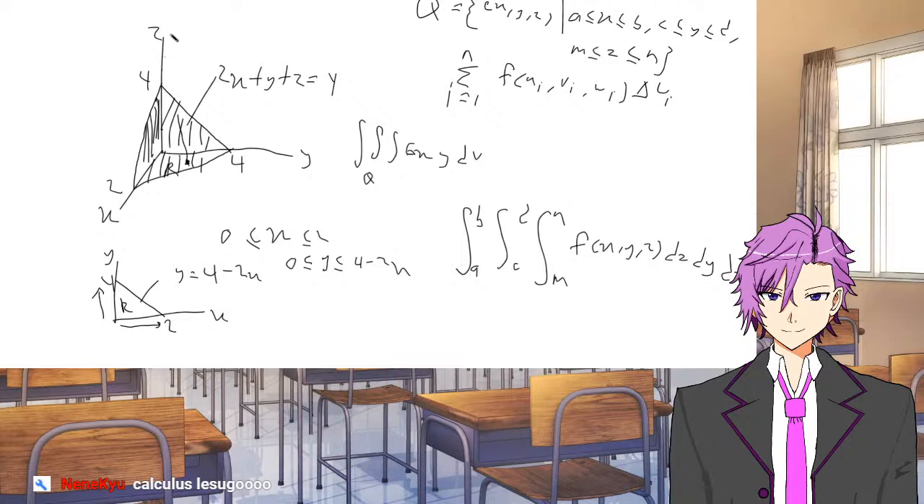But then we have the z. If we let z be the subject, z would be equal to 4 minus 2x minus y. So we'll start from the region here up until the plane at the front here, so z is approaching from 0 to 4 minus 2x minus y.